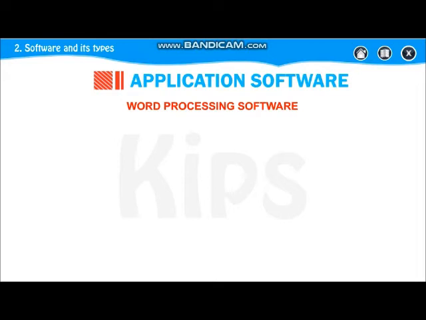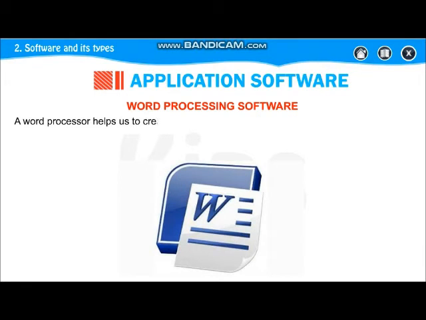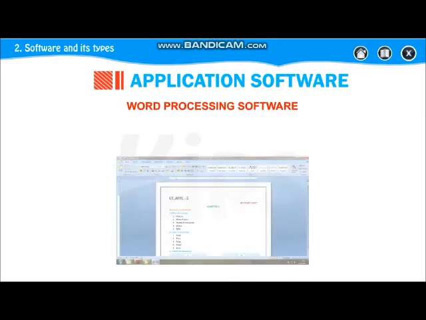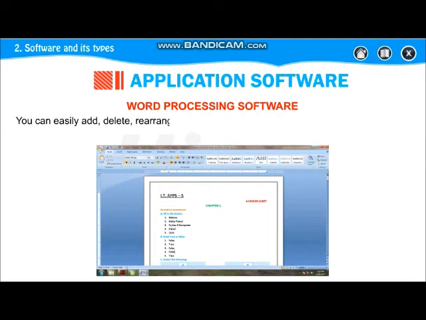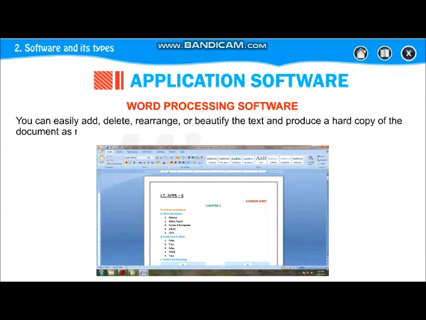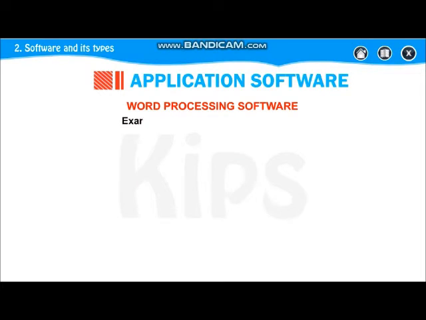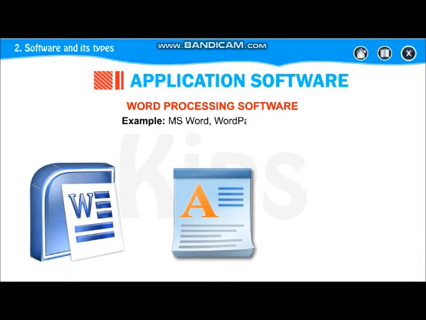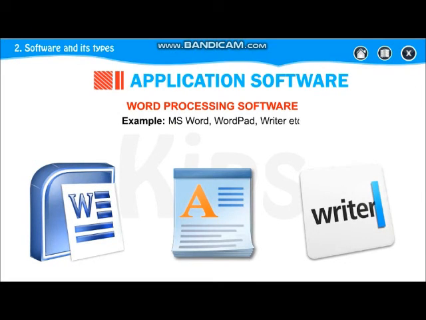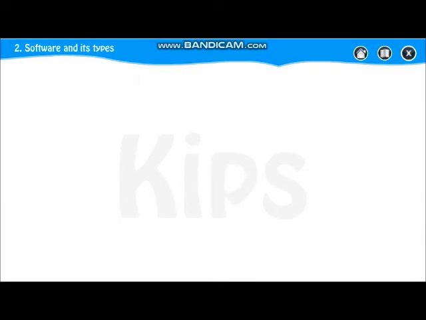Now word processing software like MS Word, where we can type the things or read the things. It can produce a hard copy of the document. Examples are MS Word, WordPad, then your Writer.